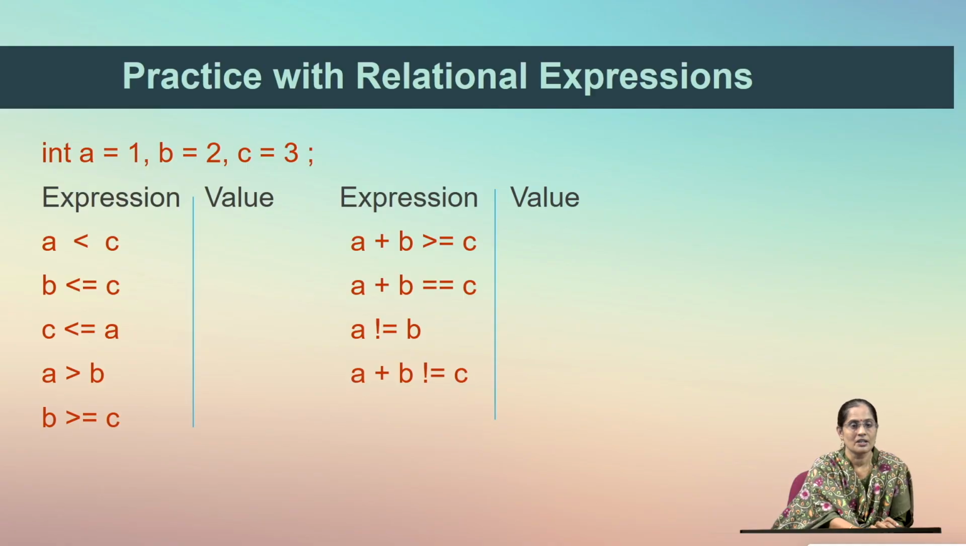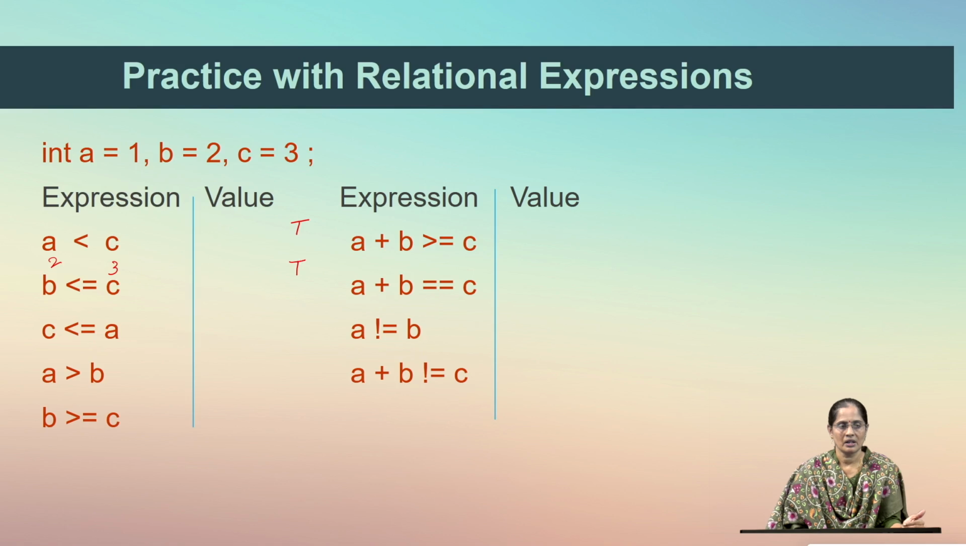Consider the first expression, a less than c. a's value is 1 and c's value is 3, so we will get the output true, because a is lesser than c. Then b less than or equal to c: b's value is 2, we substitute 2 here and 3 here, and yes it is less, so you will get the value true. Likewise every expression can be evaluated for its value, and you can see the outputs.